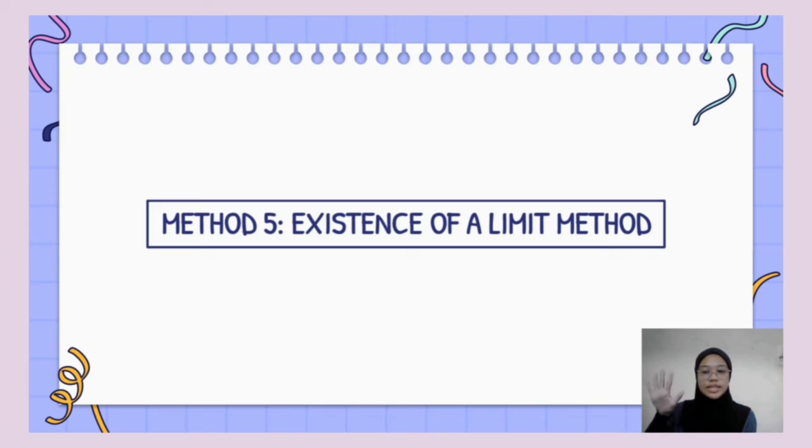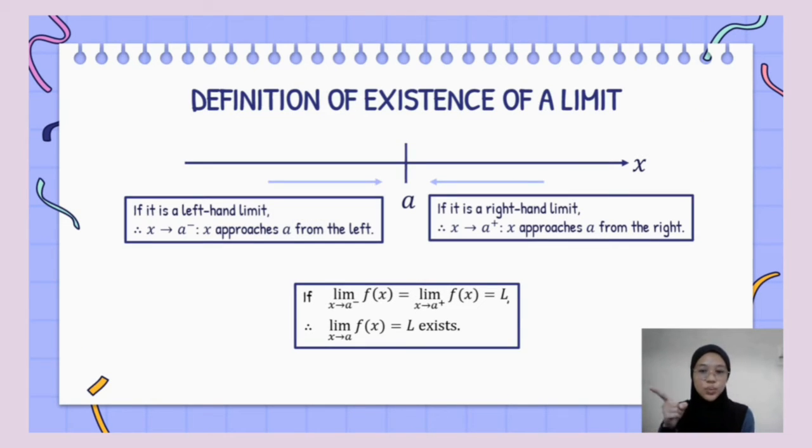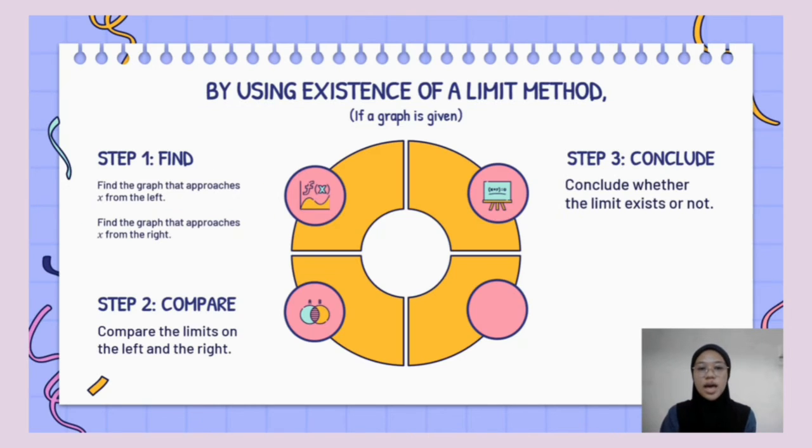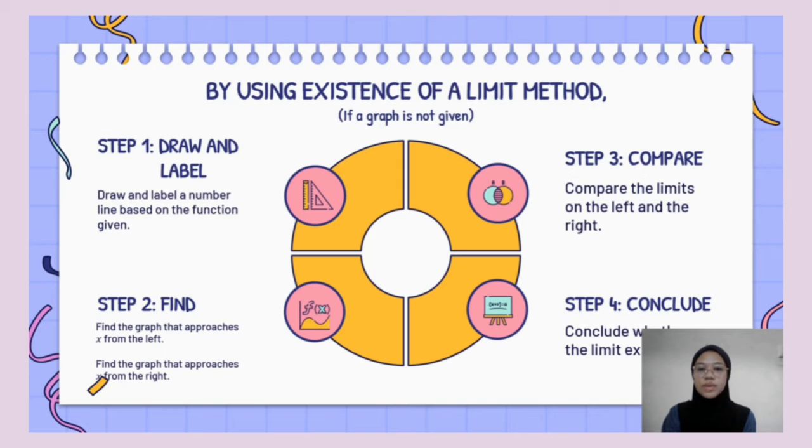The fifth method is the existence of a limit method. First, we need to know the definition of existence of a limit. Then we need to identify whether a graph is given or not. If a graph is given, then there are three steps that we need to do. The steps are find, compare, and conclude. If a graph is not given, then there are four steps that we need to do. The steps are draw and label, find, compare, and conclude.